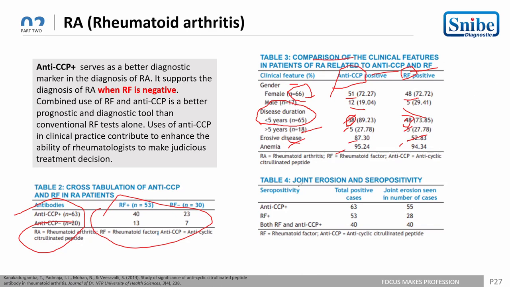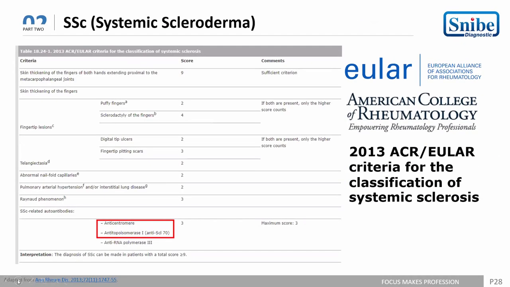If we talk about joint erosions and seropositivity, for anti-CCP there were a total of 63 positive cases, in which joint erosion was seen in 55 cases. For RF, there were 53 total positive cases and 28 had joint erosion. For both RF and anti-CCP, 41 cases showed joint erosion. So this is all about the utilization of anti-CCP and RF tests in conjunction with each other and the clinical findings of the patient to rule out rheumatoid arthritis.